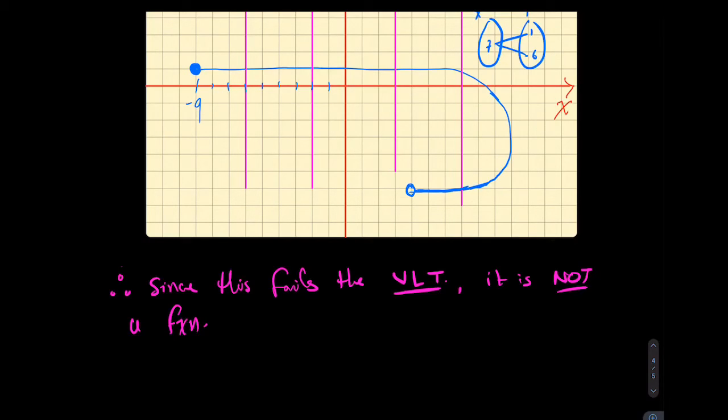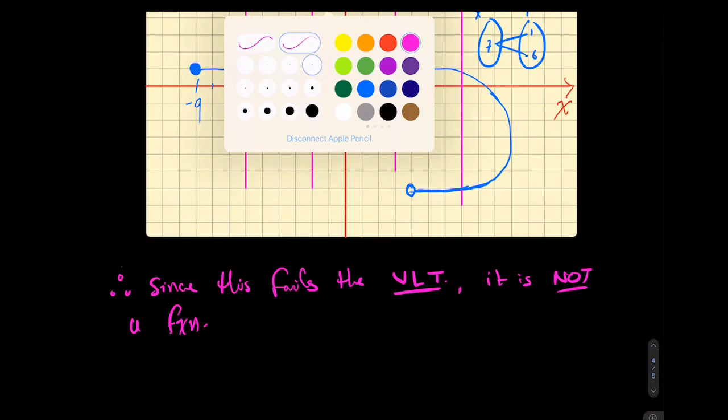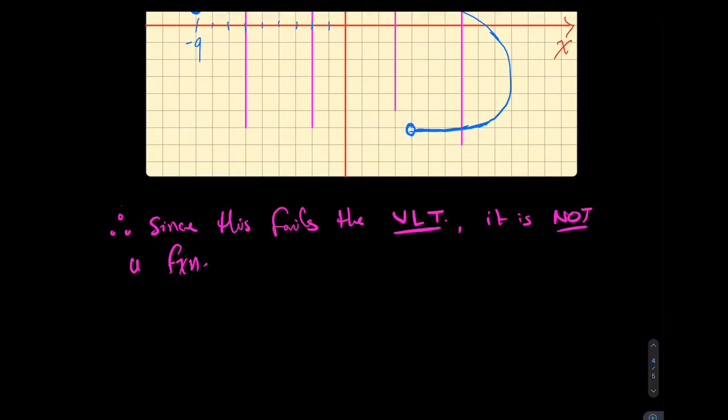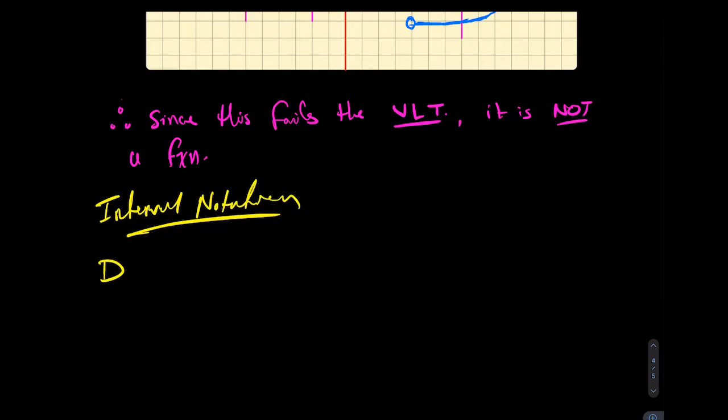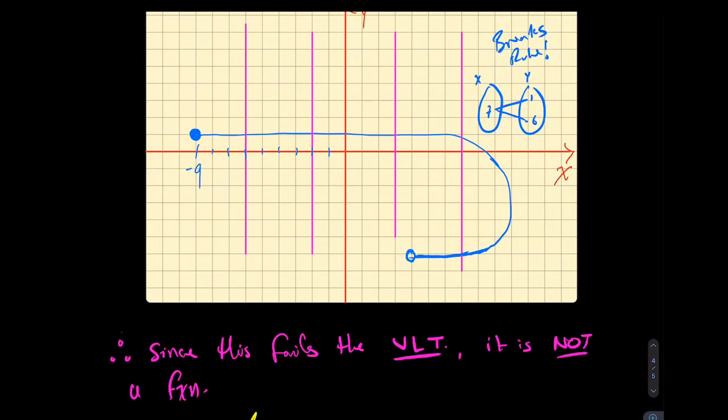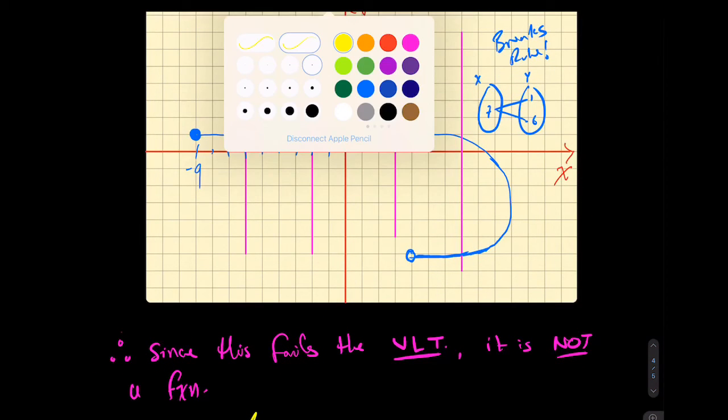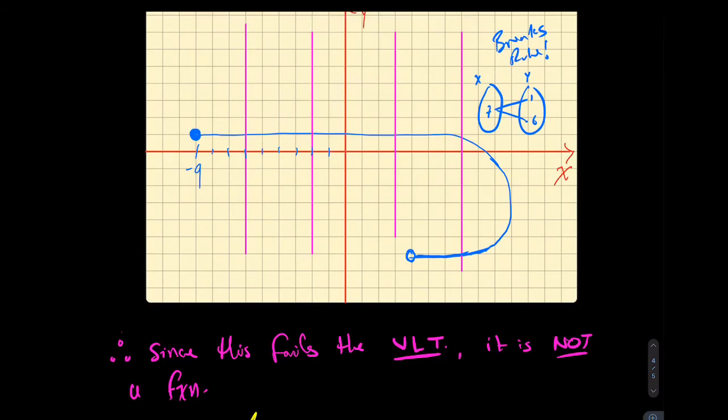But even if it isn't a function, we can still determine its domain and range. So I'm going to do this in two ways. I'm going to determine the domain and range in interval notation first. Interval notation. And let's set this up as before. So let's figure out the domain. Let's figure out where this function is defined all along the x-axis.